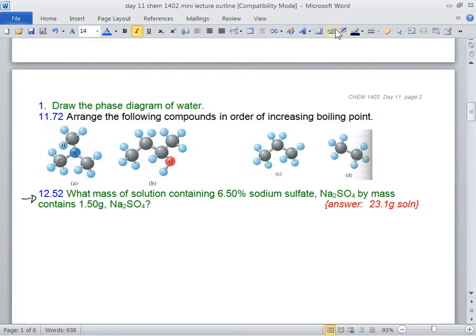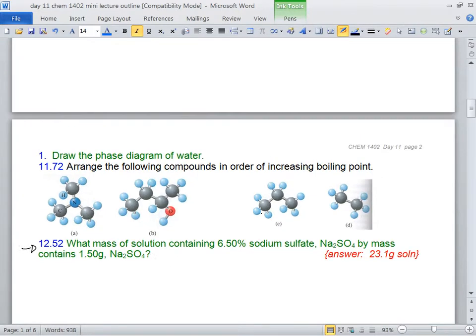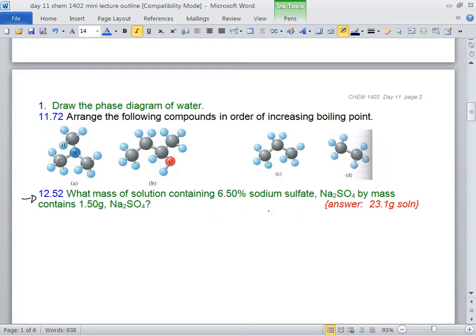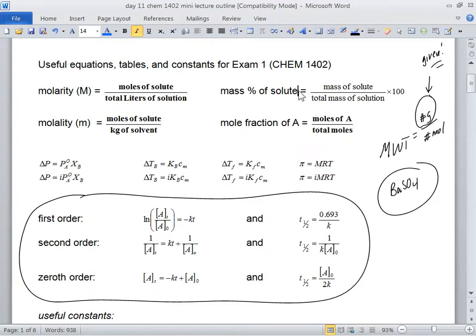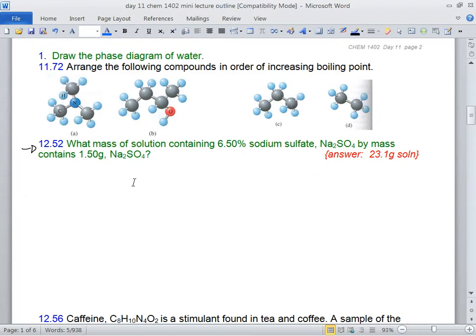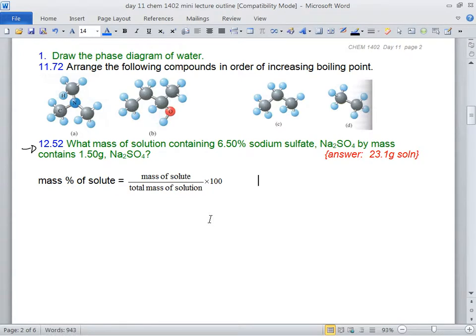Let's use this one. Let's start here. 6.52: what mass of solution containing 6.5% by mass contains 1.5 grams sodium sulfate? Because I got the answer and everything. Yeah, we'll just work it through. What I want to do is copy that mass percent equation, so I don't have to redo it all. There it is. That's the equation.